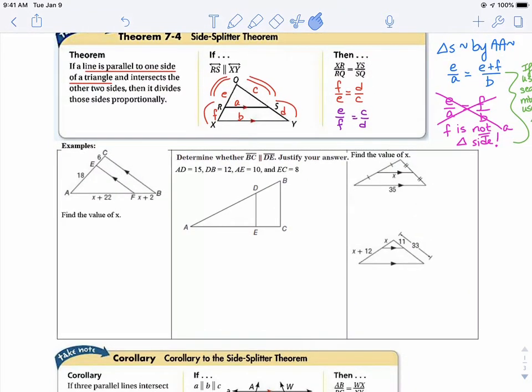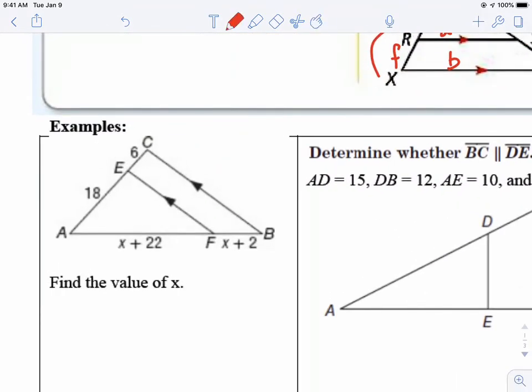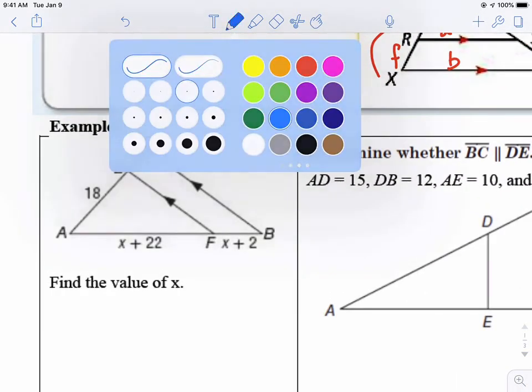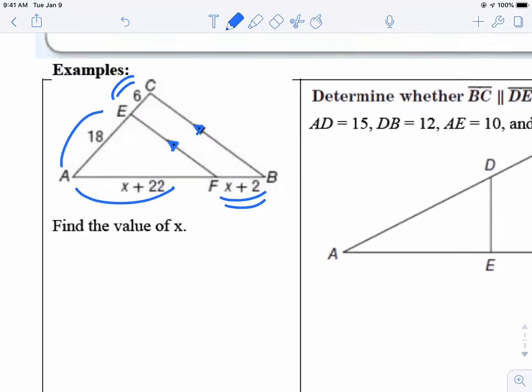Okay, so some examples. Find the value of x. So side splitter theorem says, okay, these are parallel. This only works if they're parallel. So that is to that as the piece here is to the piece here. So 18 is to 6 as x plus 22 is to x plus 2.